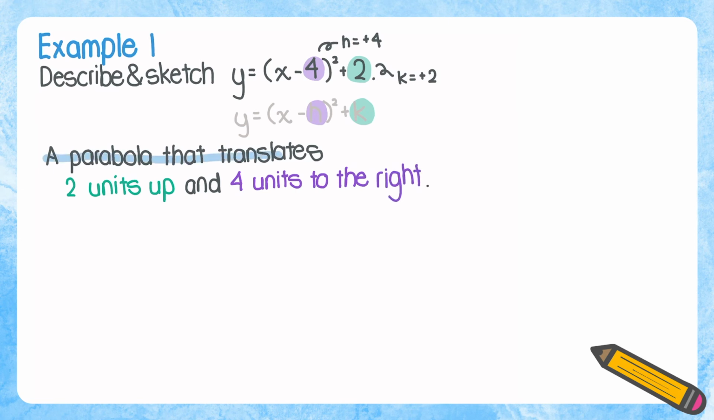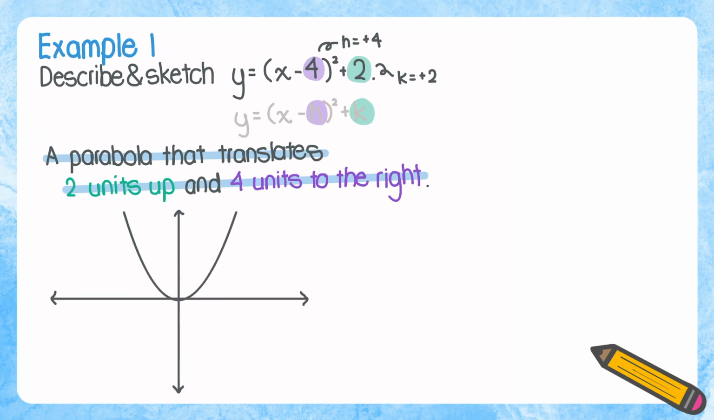So I have a parabola that translates 2 units up and 4 units to the right. And now let's sketch this out. So I'm basically doing 2 movements now, either going up and down and going left or right. So again, I'm moving the parabola 2 units up and then 4 units to the right.